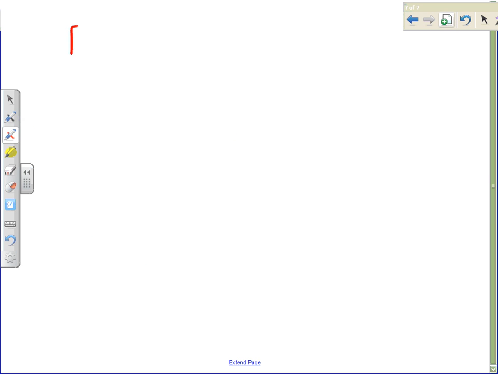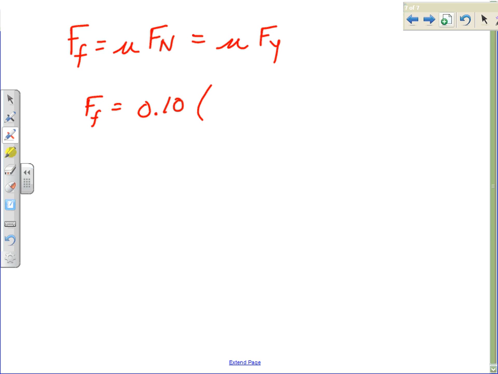Frictional force is equal to the coefficient of friction times the normal force. But for inclined planes, the normal force is equal to F sub y. So my frictional force is equal to the coefficient of friction for my problem, 0.1, times my Fy, 526 newtons. We multiply 526 by 0.1, get 52.6 newtons. That's acting in the opposite direction of F of x down the hill.